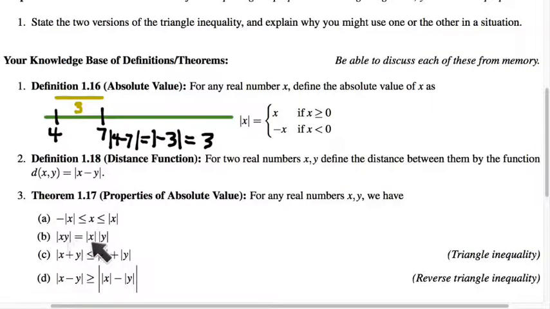It also establishes a property called homogeneity, which says that the absolute value of a product of two numbers is the same as the product of the absolute values of those two numbers. So that's going to give us another tool that we can use for simplifying expressions that involve absolute values in them.